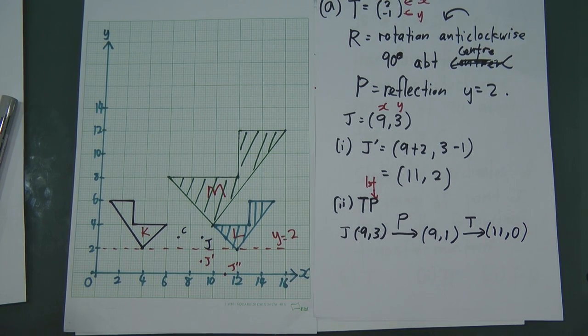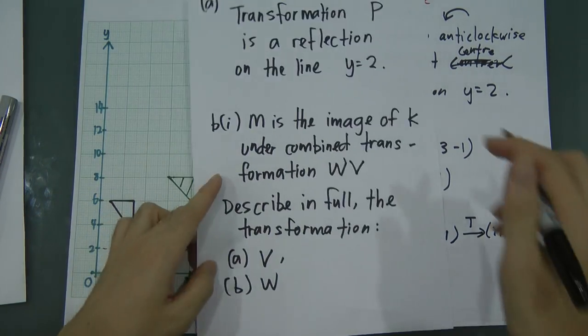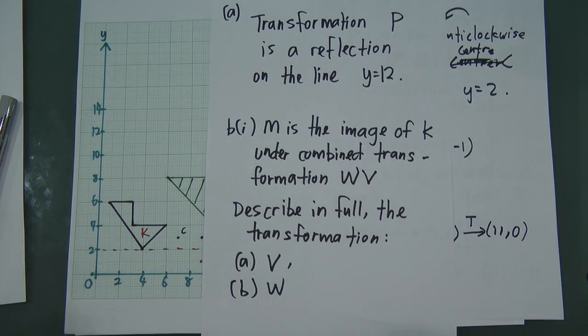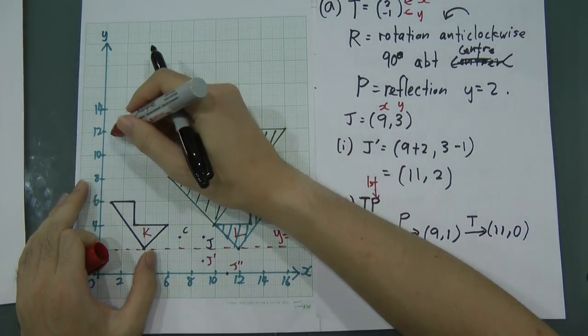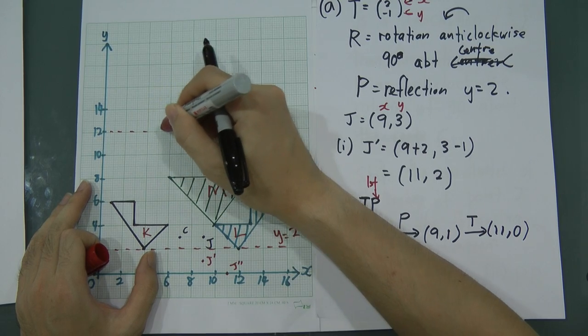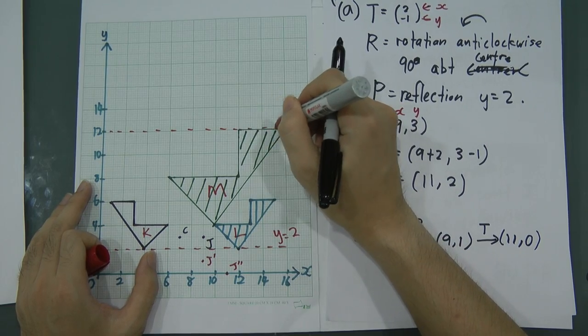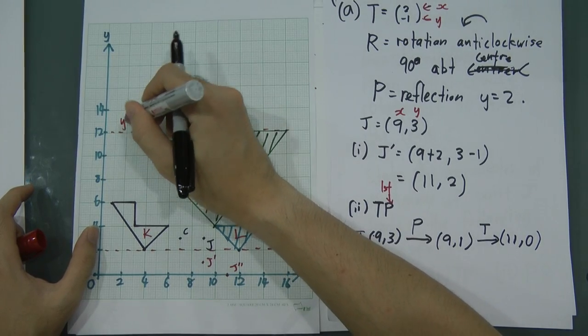However, I'm not sure why my answer is different from the answer in the textbook. Oh, I know why. Because I wrote the question wrongly. In the question, transformation P is a reflection on the line y equals 12, not y equals 2. So let us do it again. If P is y equals 12, I'm going to draw this straight line again. This one is y equals 12. How do I know? It's very simple. You can see this is 12, right? So y equals 12.